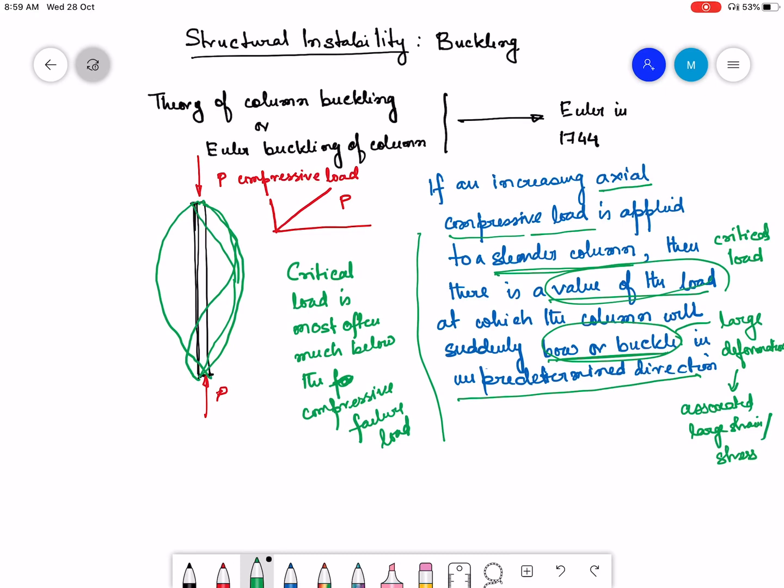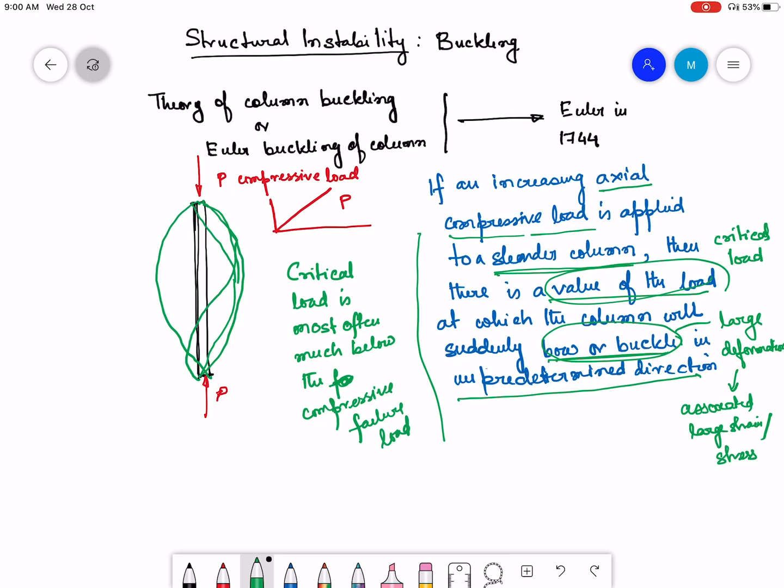Even if we forget about buckling, if we have a column and we give it an increasing axial compressive load, at a certain point the column is going to fail because of compressive failure. The compressive stress that develops will be more than the ultimate strength of the material, and thereby it's going to crush.